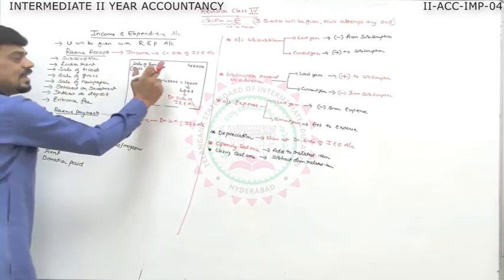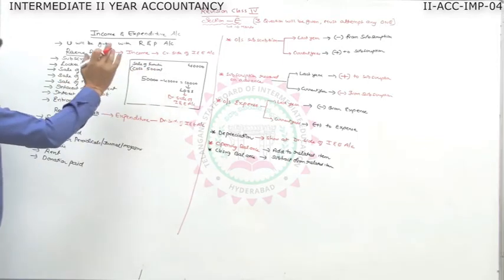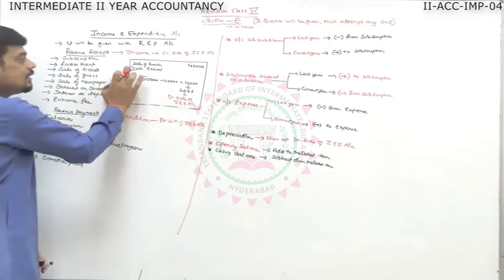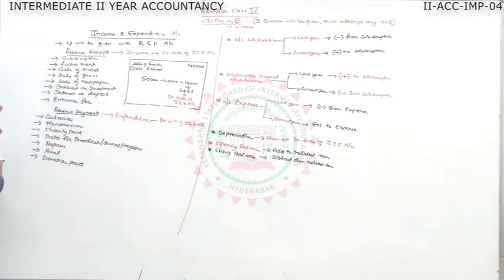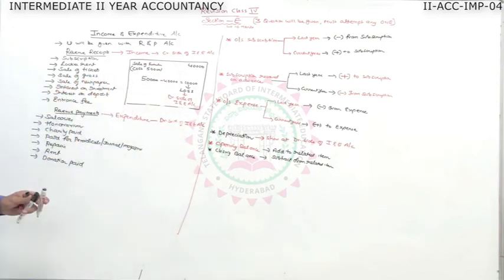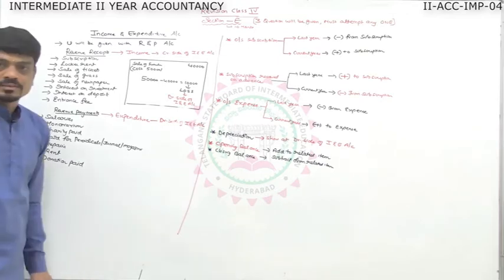Sale of anything, let him give: investment, furniture, book, something. He'll give the value and he'll give the cost. Sir, if he did not give us the cost? Then ignore, nothing to do. This treatment will not come. Then, sir, apart from that, what are the areas where we need to focus?